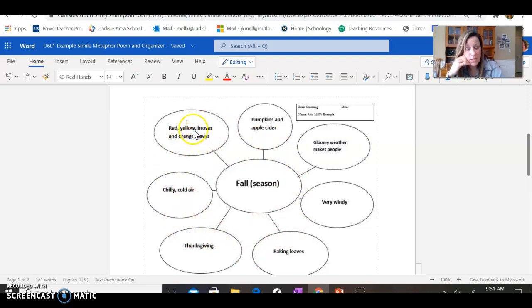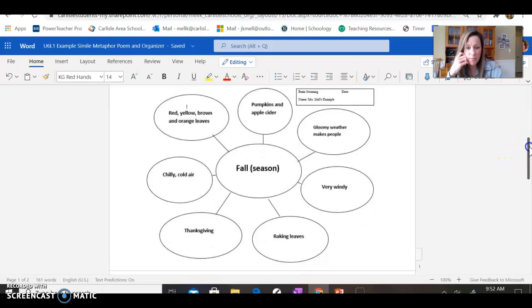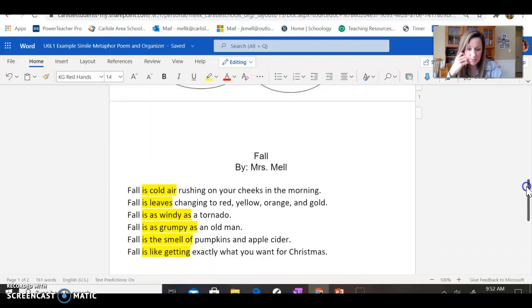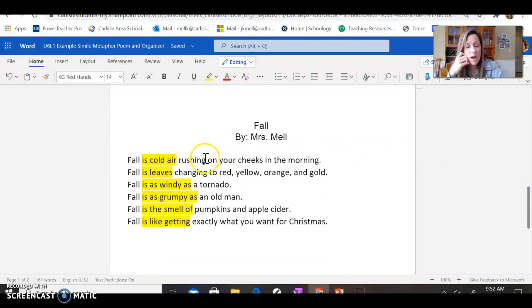So here I wrote like the colors of the leaves, you know, pumpkins and apple cider in the fall, gloomy weather sometimes in the fall. It gets very windy in the fall. I like to rake leaves. I love Thanksgiving. You guys already heard an essay about Thanksgiving and why I like that. And the cold, chilly air. So just different descriptors for my favorite season of the year. Okay. And then I took some of those ideas and I put them into my fall poem.